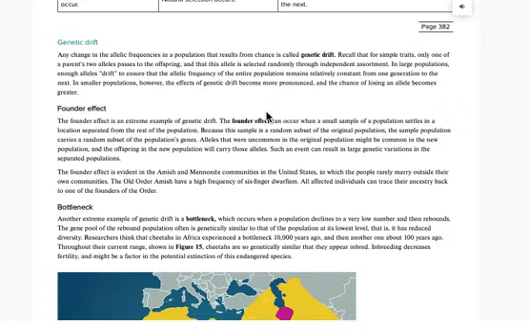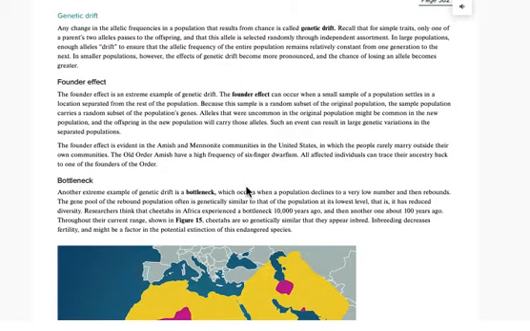Gene flow is when the population increases or decreases, so those genes become more or less prevalent in the group. For the founder effect, I actually really like this one. It's when a small population settles in an area and then builds the entire population from there.